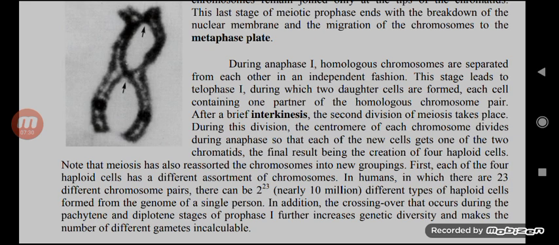After a brief interkinesis, the second division of meiosis takes place. During this division, the centromere of each chromosome divides during anaphase, so that each of the new cells gets one of the two chromatids. The final result is the creation of four haploid cells. Note that meiosis has also resorted the chromosomes into new groupings.